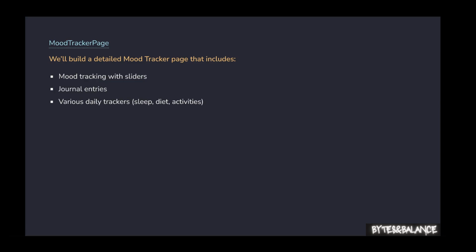We will walk through building a comprehensive mood tracker page. This page will allow users to track their mood, enter journal entries, and keep track of various daily metrics, such as sleep, diet, and activities. By the end, you will have a functional and user-friendly application component like this one.